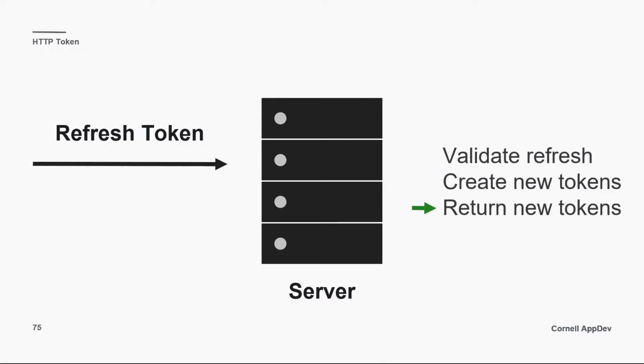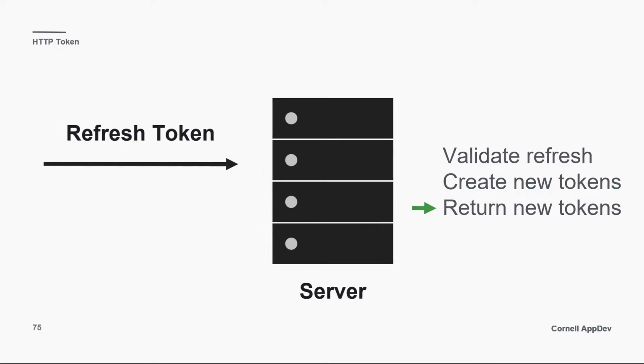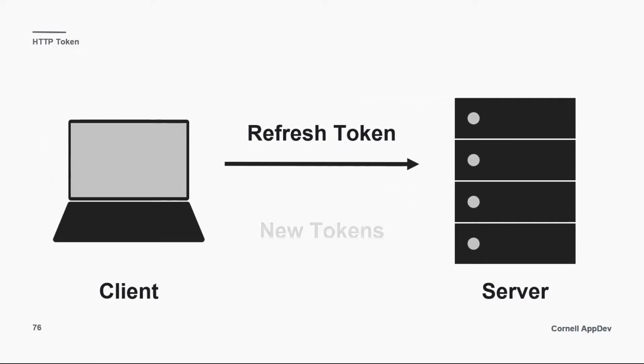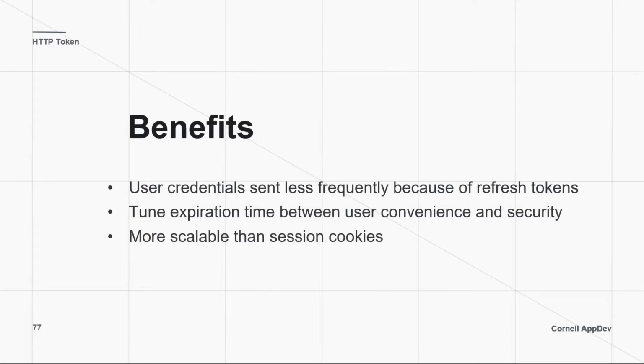So it's a very similar process to signing up, right? We're creating new tokens. It's just that this time, instead of requiring the username and password, we just require the refresh token. So the username and password are being sent significantly less in this token model. It's a lot more scalable than session cookies, right? You don't have to store things for every session. You can just replace what you have.